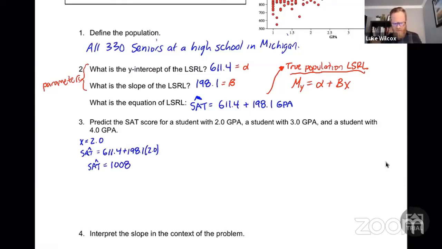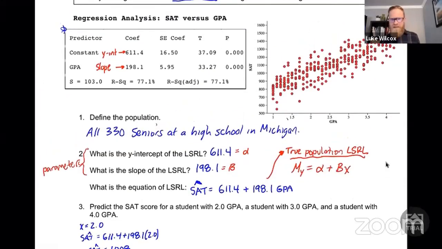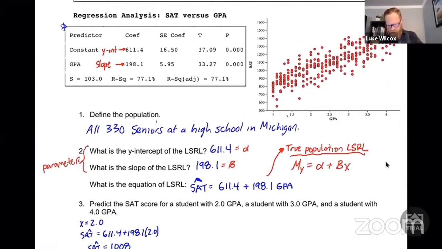But I want to be a little bit careful about this. If you look back at the scatter plot on the top of the page and you find our X value right here, an X value of 2.0 GPA, and go up to the data, you're going to realize that there's not just one student that has a 2.0 GPA. In a large school like this, you're going to have quite a few students that have a GPA of 2.0, and each one of them might have a slightly different SAT score. We see some variability in the SAT scores for that particular GPA.